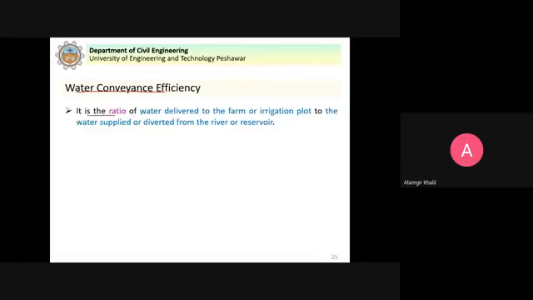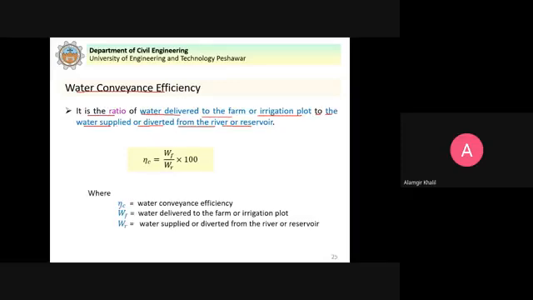It is the ratio of water delivered to the farm or irrigation plot to the water supplied or diverted from the river or reservoir. It is given by this expression where eta C is the water conveyance efficiency, W sub F is the water delivered to the farm or irrigation plot, and W sub R is the water supplied or diverted from the river or reservoir.